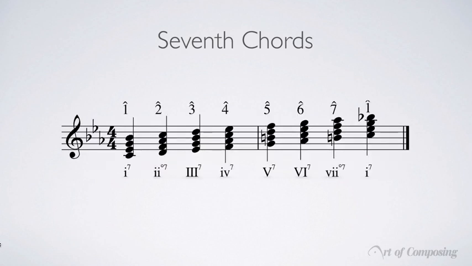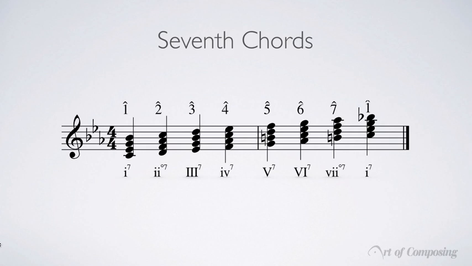Okay, finally, I want to go over the seventh chords for the minor harmonic scale. So 1 is a minor seventh, 2 is a half diminished seventh, 3 is a major seventh, 4 is a minor seventh, 5 is the same, it's a dominant seventh, so it's a major triad with a minor seventh on top. And then 6 is a major seventh.